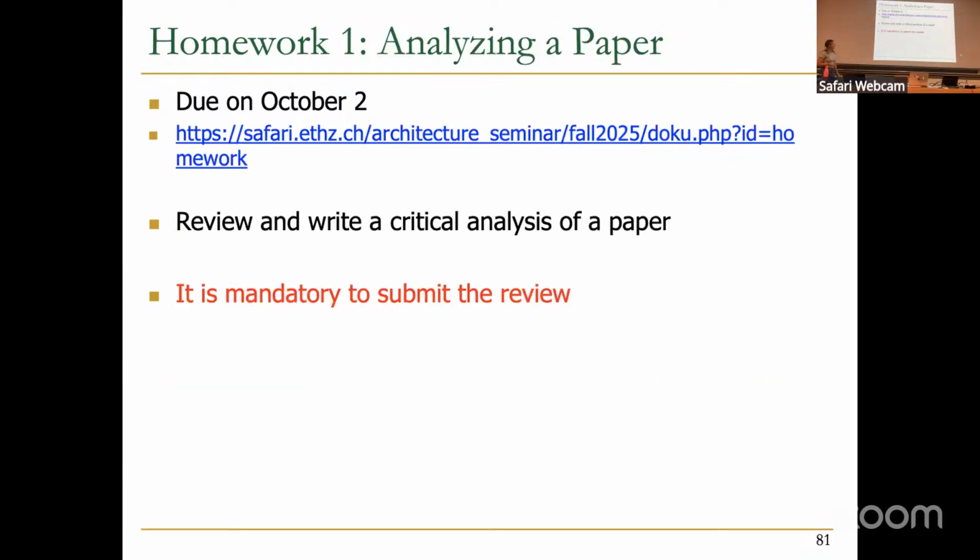Next assignment is analyzing a paper. This is going to have a deadline of 2 weeks. You will get to review and write a critical analysis of a paper. This is also mandatory to pass the course.